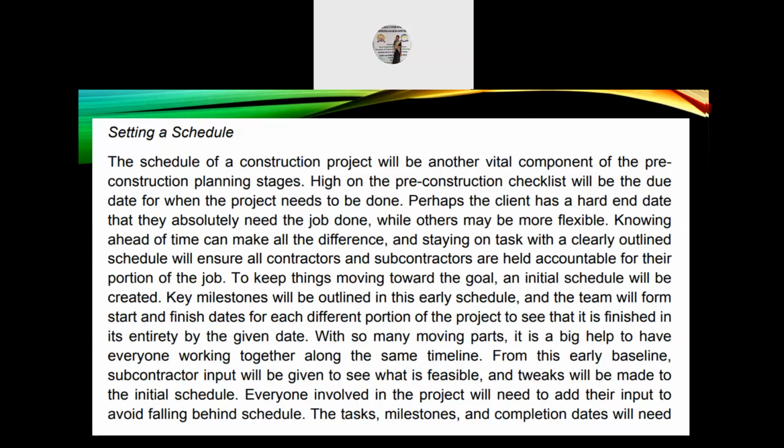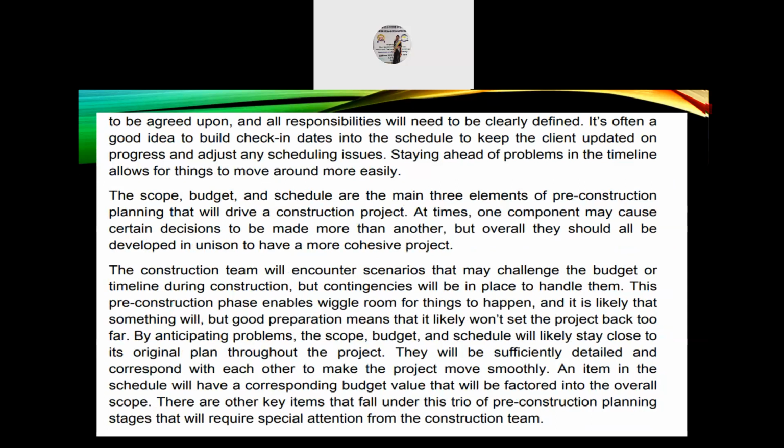So everyone involved in the project will need to add their input to avoid falling behind schedule. The task, milestone and completion dates will need to be agreed upon, and all responsibilities will need to be clearly defined. It's often a good idea to build check-in dates into the schedule to keep the client updated on progress and adjust any scheduling issues. Staying ahead of problems in the timeline allows for things to move around more easily.